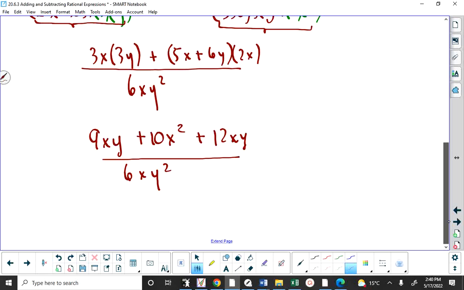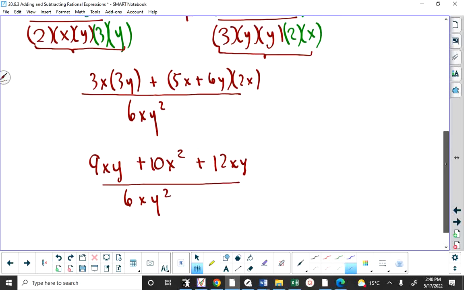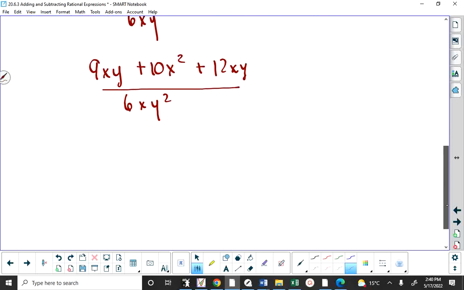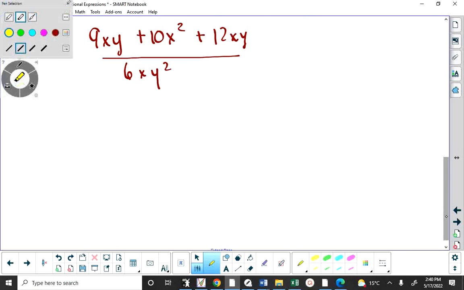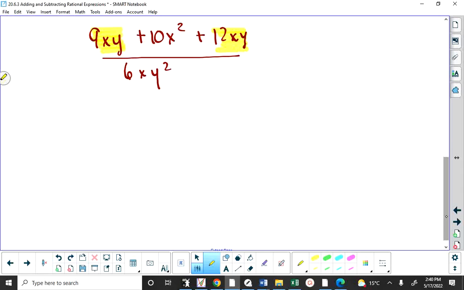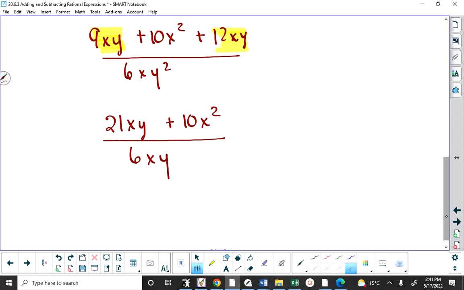I can simplify the top a little bit further because I have these two terms, which are common terms. I have 9xy's plus 12xy's is 21xy, so I have 21xy plus 10x squared over 6xy squared.